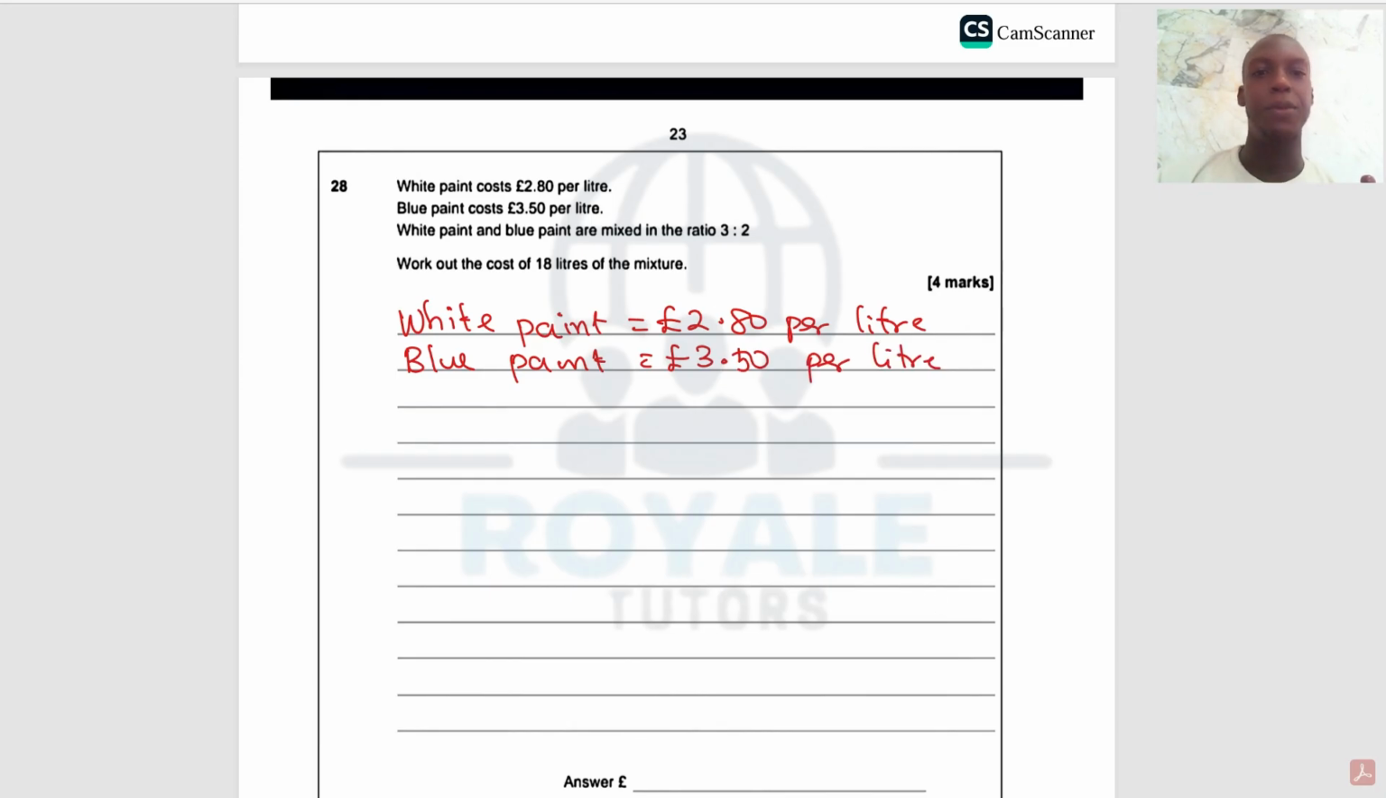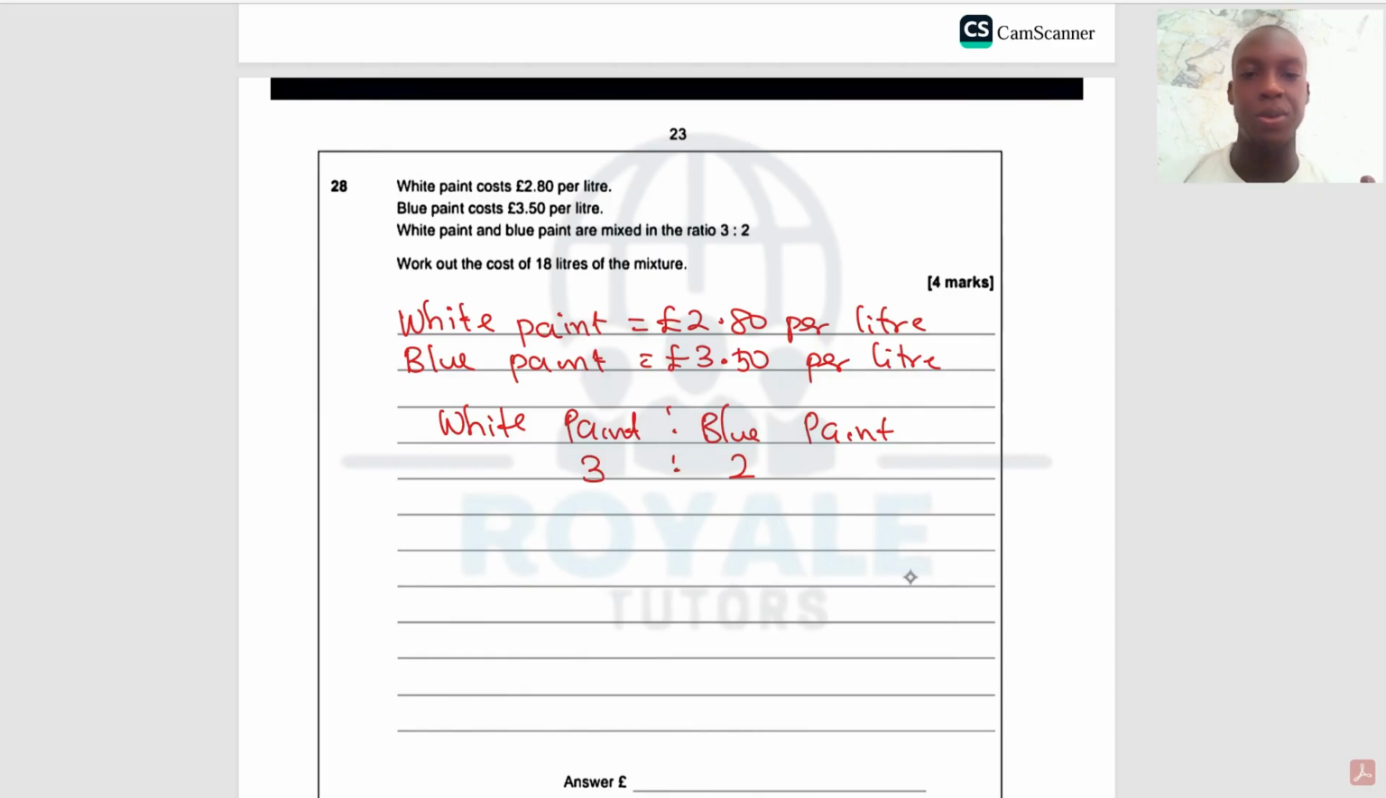So white paint and blue paint are to be mixed in the ratio 3:2. So we have white paint ratio blue paint. We have them in 3:2. Good. So we want to work out the cost of 18 liters of the mixture. So now if we are mixing 18 liters of the mixture, how many liters of white paint are we going to use, and how many liters of blue paint are we going to use?